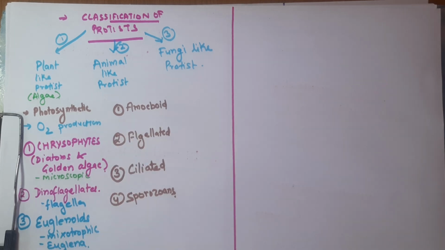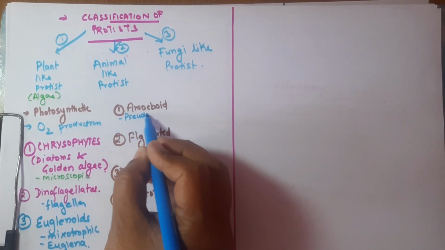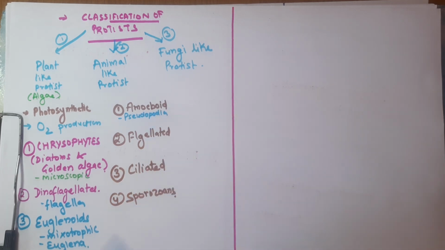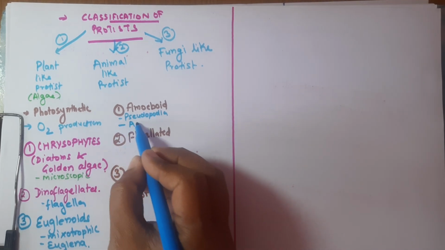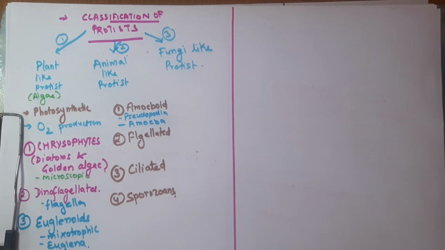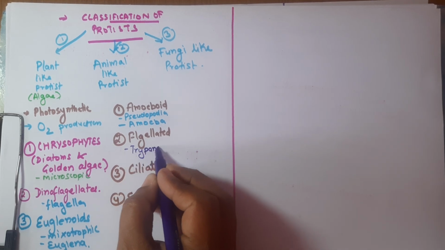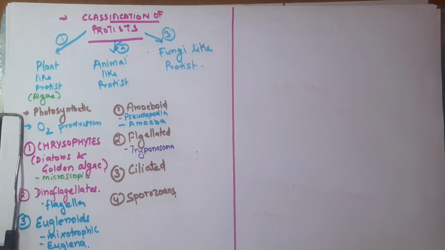Amoeboids move using the pseudopodia. This helps in the movement, and the amoeba will engulf the food via the process of phagocytosis. The example is amoeba, of course. Then the flagellated protozoa are the ones that move using the flagella. They are often parasitic, and an example is Trypanosoma, which is known to cause the disease sleeping sickness in human beings.